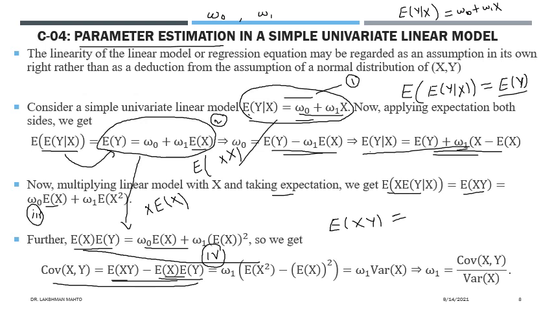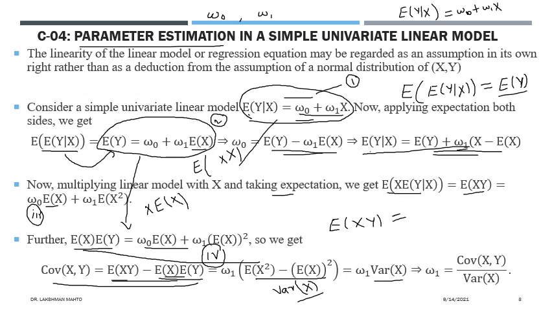So we substitute these values in the definition of covariance, and after substitution we see that omega naught times expectation of x appears in both terms, so they cancel out and only the term containing omega 1 remains. So omega 1 into expectation of x square minus square of expectation of x. And what is this? This is actually the definition of the variance of x, as you might have already seen. Hence covariance of x y is equal to omega 1 times variance of x.